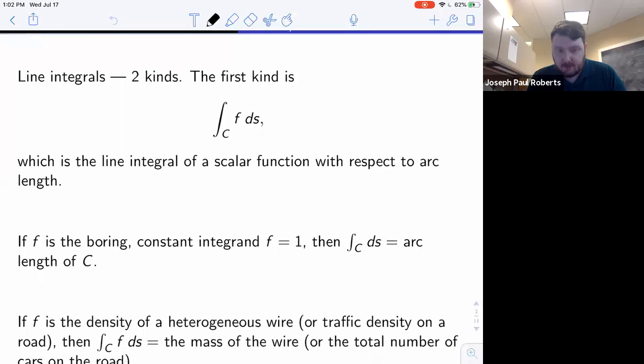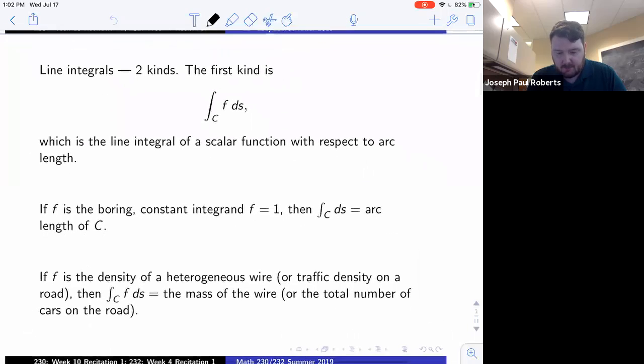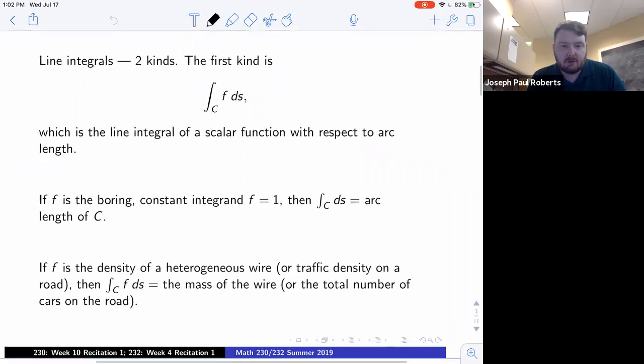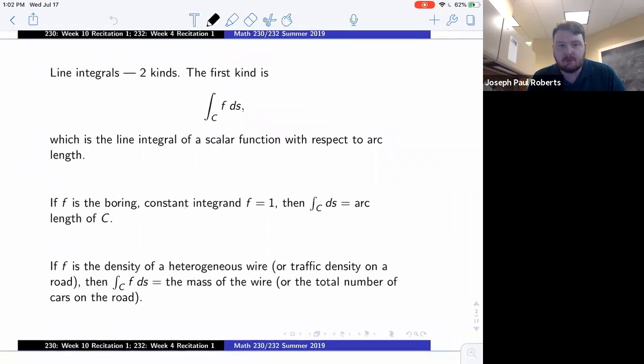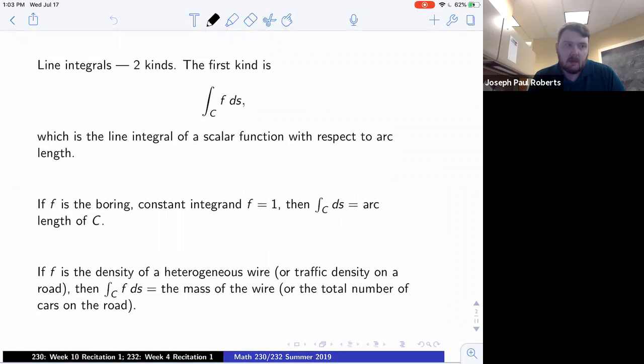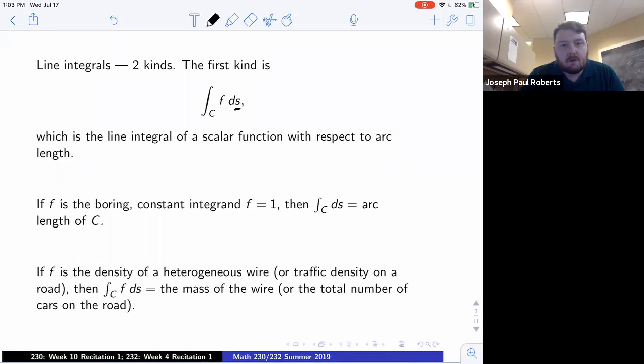Alrighty, so first thing I want to reiterate is a confusing point I've noticed over the years teaching this, is that there are two distinct types of line integrals that you want to make sure you keep straight in your head. There's the first kind where you're integrating a scalar function with respect to arc length. So remember back for 230 folks, back in chapter 13, we used S to denote arc length. For those of you in 232, hopefully you remember from whenever you took 231 that that was the case as well. So S is our standard variable for arc length, so this little ds stands for with respect to arc length.